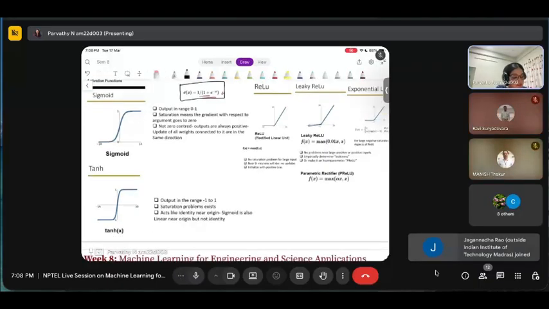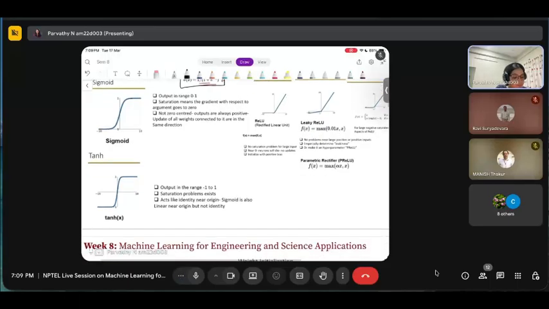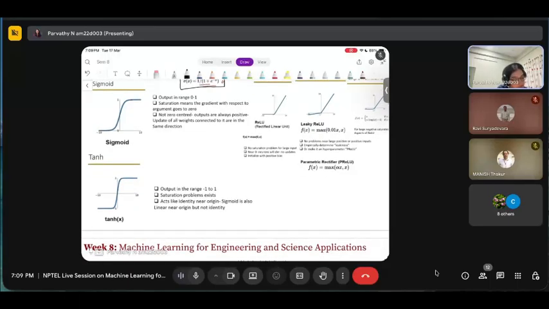So that is the saturation thing. And it is not zero centered. Outputs are always positive. Update of the weight will happen in the same direction. So the output from the sigmoid is always positive. The difference you will understand with respect to tanh. So tanh is given by this function which has an output in the range of minus 1 to 1.